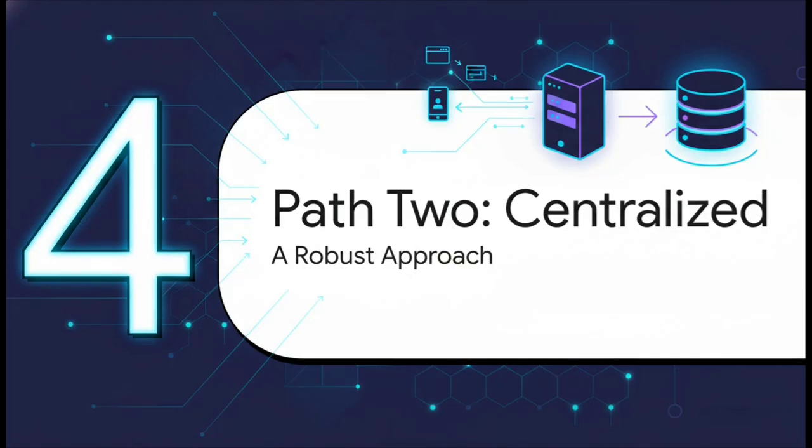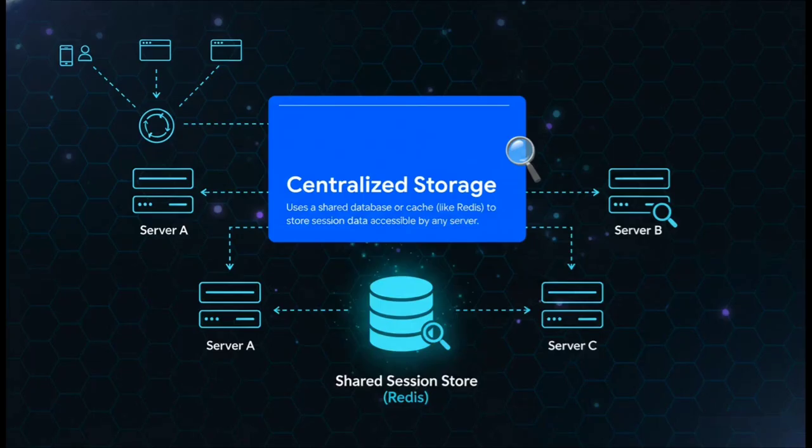So, all of that leads us to a much more robust and modern approach. Let's call this Path 2, centralized storage. The idea here is, instead of keeping the cubbyholes inside each individual server, we're going to build one giant central closet for them. With this setup, it literally does not matter which server your request hits. Server A, server B, C, or Z.